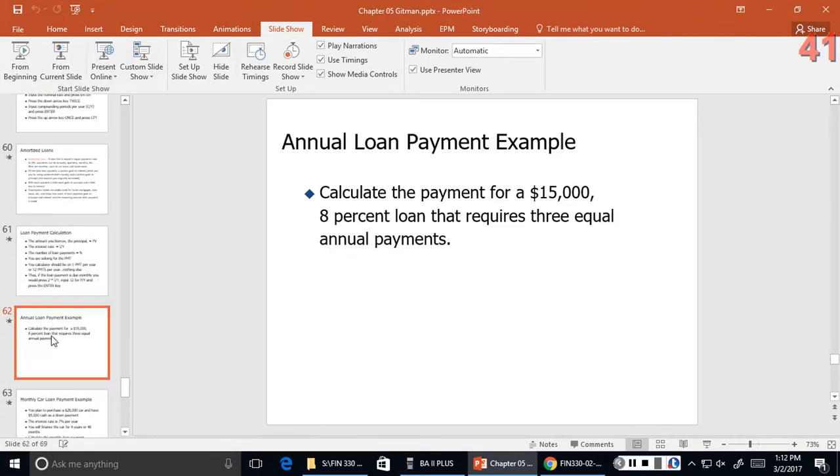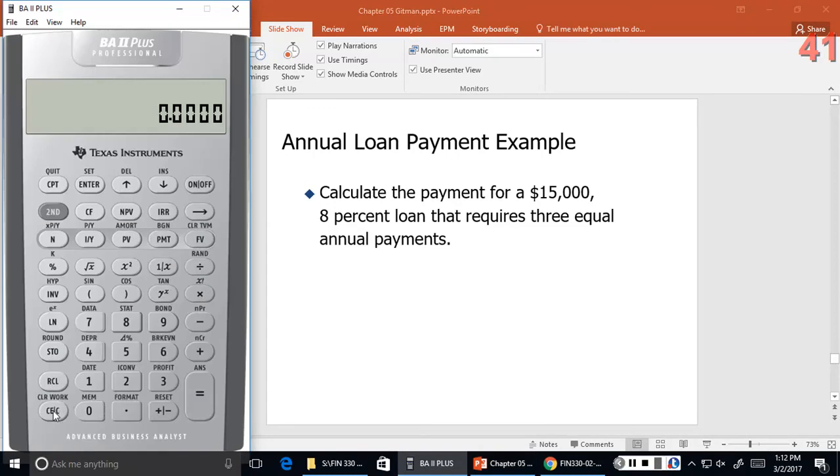To do this, I'm going to just go through the clear process just because I'm in the habit of doing it. I'm set on one payment per year, which is where I want to be. I'm just going to enter the information. Doesn't matter what order. So 15,000, I'll press the present value key. 8 is my interest per year, and 3 is my N. I have my 3 variables. I want to solve for the fourth, so I'm going to compute the payment.